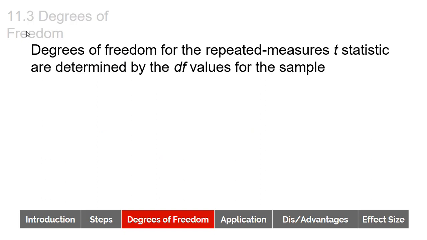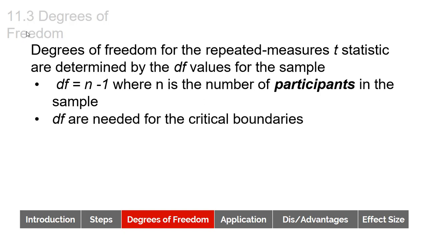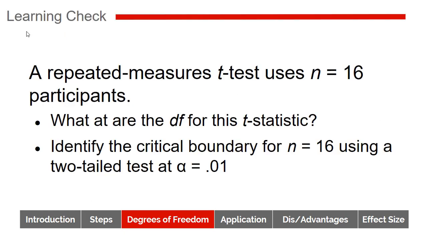So let's take a look. Degrees of freedom for the repeated measures t-statistic are determined by the degrees of freedom values for the sample. So here we go. Degrees of freedom equals n-1, where n is the number of participants in the sample. We're doing a repeated measures t-test, so we have one sample that's being measured 2 different times, but our degrees of freedom are based on the number of people in that sample. And degrees of freedom are needed for our critical boundaries. So let's give this a try.